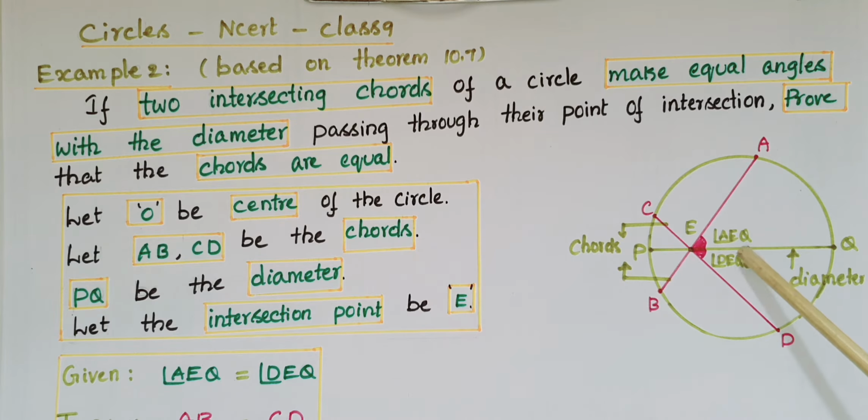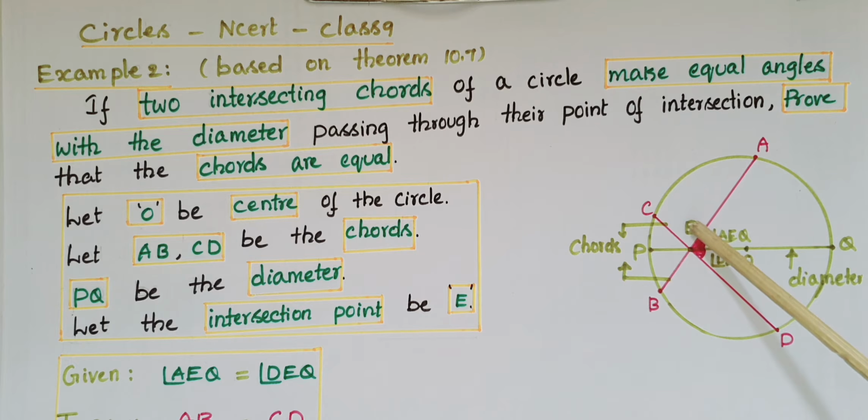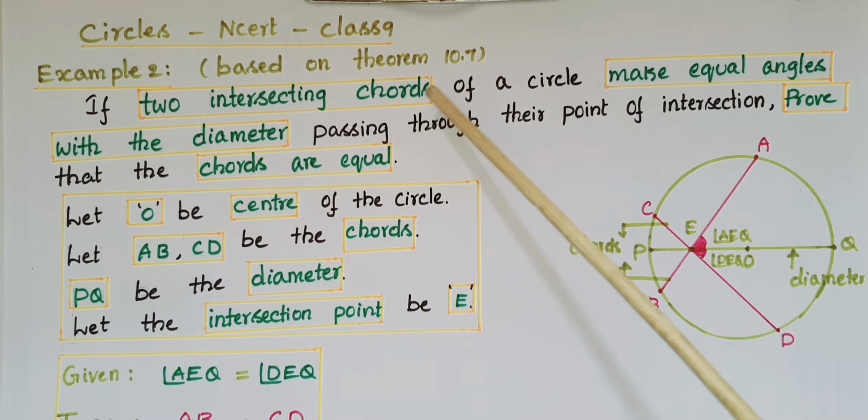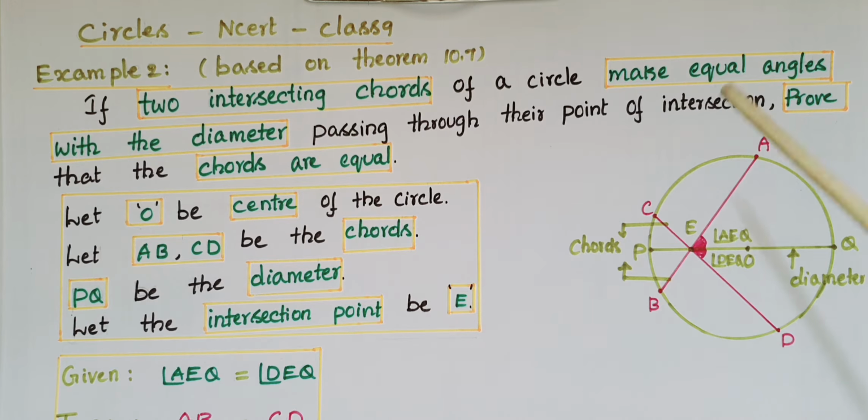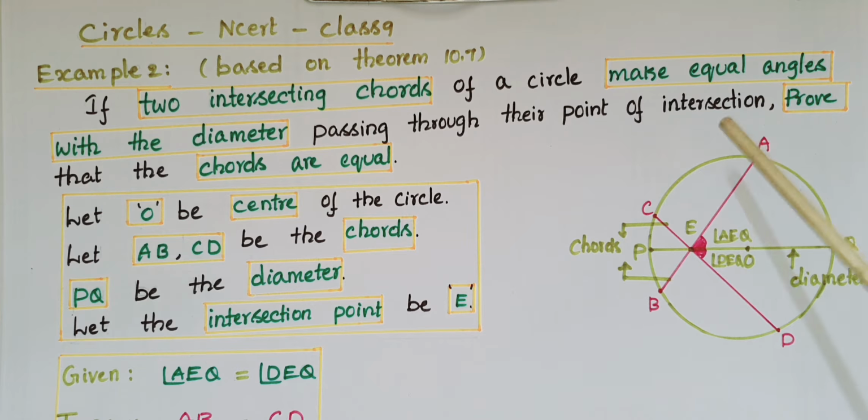So let O be the center of the circle, and AB and CD be the chords and PQ be the diameter. We know that a chord is a line segment joining any 2 points on the circle, and let the intersection point of these chords be E. So this is point E. If two intersecting chords of a circle make equal angles with the diameter passing through the point of intersection, then here these two chords are intersecting and make equal angles with the diameter.